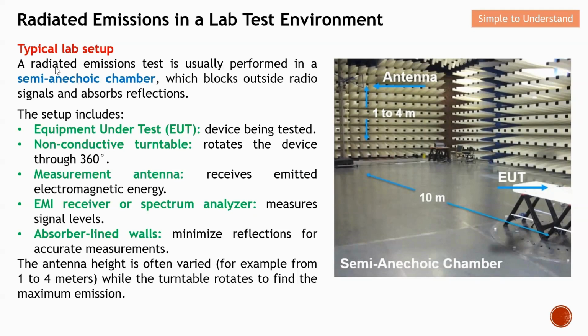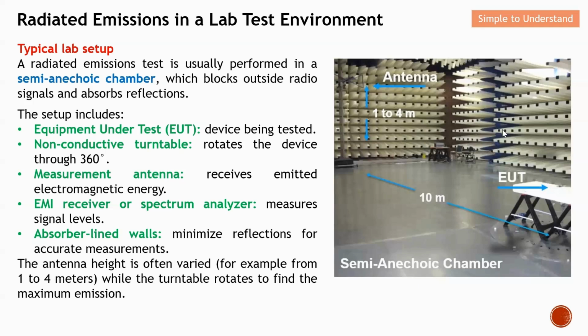Let me explain the typical lab setup for radiated emission. A radiated emission test is usually performed in a semi-anechoic chamber. So this diagram here shows a semi-anechoic chamber. How do we know? On the floor here, there is no absorber, so we know this as a semi-anechoic chamber. If on the floor there is absorber, then we call this an anechoic chamber. So this is the difference between semi and fully anechoic chambers.